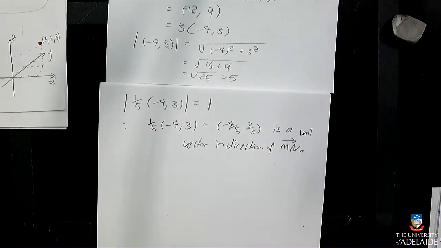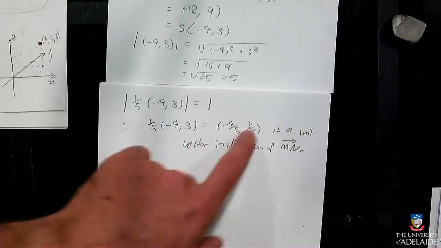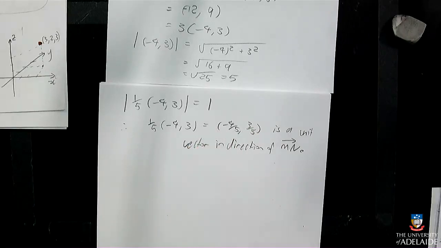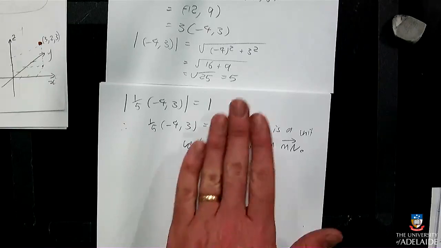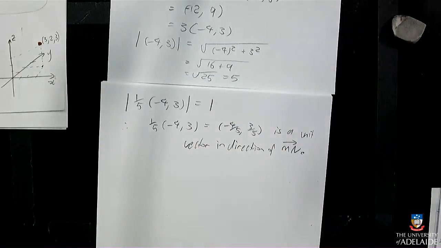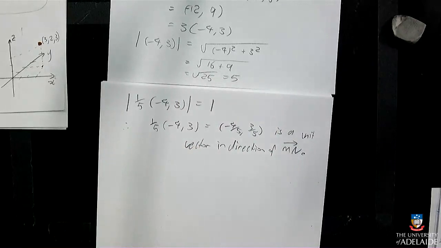And that's pretty much it. So if you want a unit vector in the opposite direction, it would be 4/5, -3/5. Now this one came out as neat little fractions because I deliberately chose it so that my square root came out to a whole number. But it doesn't always work out that way. It often works out to have a square root in it.